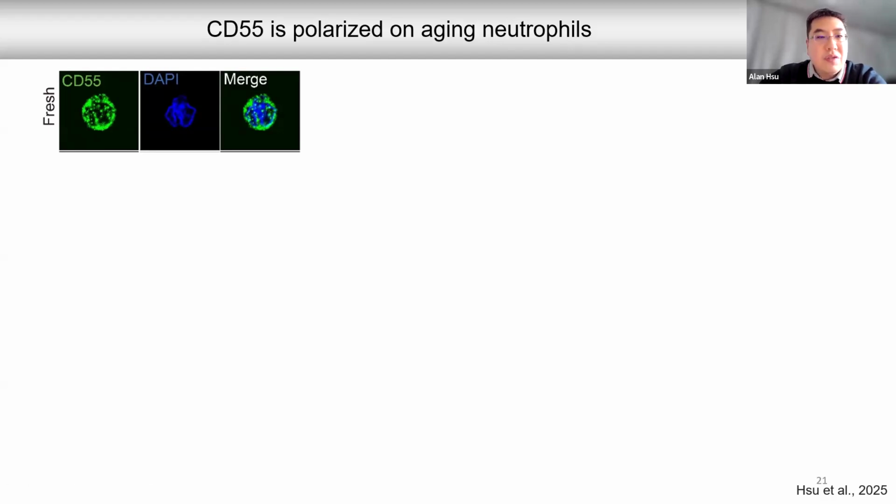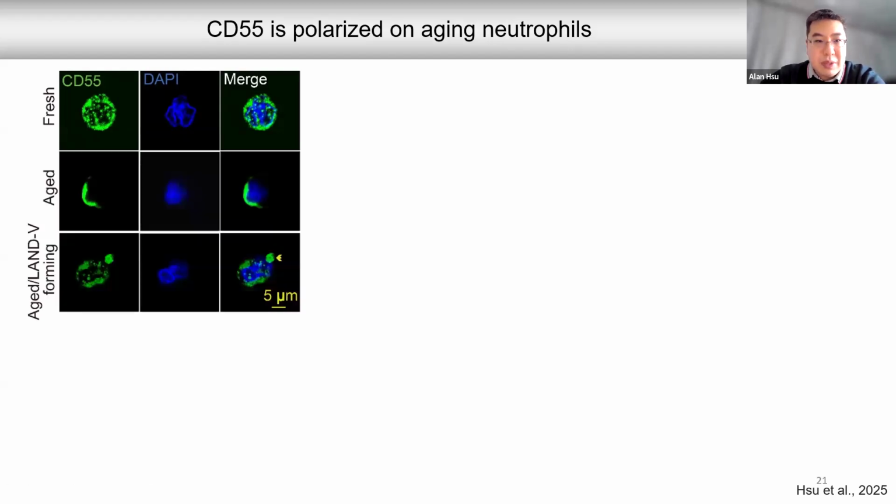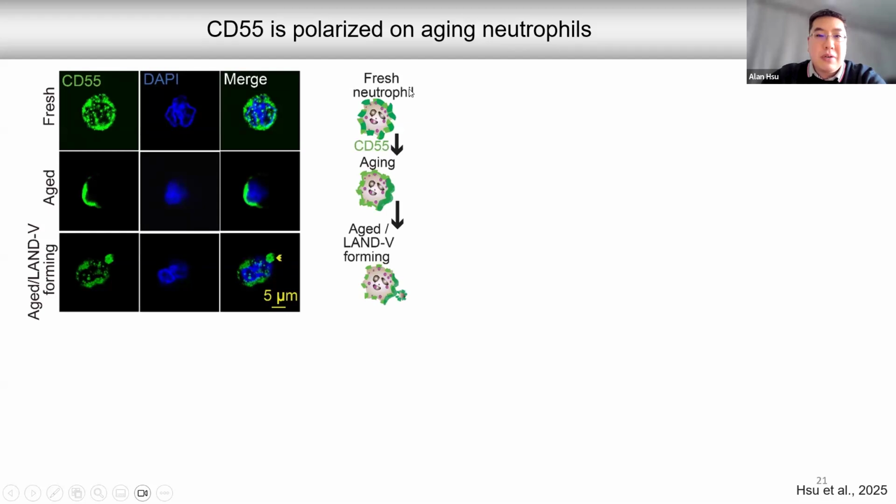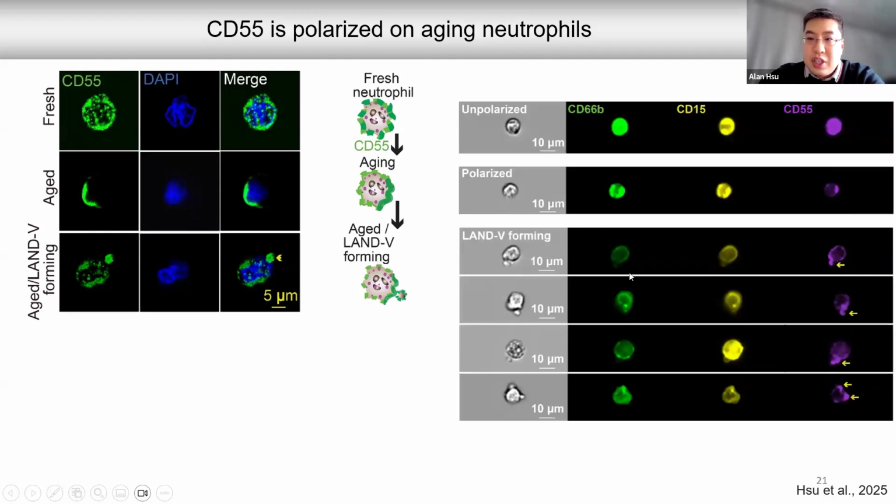However, when a neutrophil ages, CD55 becomes polarized on the cell, and then LAND-Vs form from this polarized site. So thus our model is a fresh neutrophil. Through aging, it drives this polarization, and then the LAND-Vs form from it. This is just imaging flow data showing the same thing.